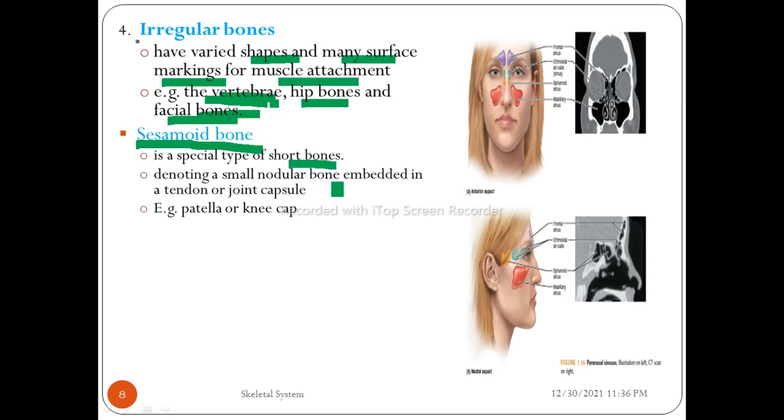Denoting a small nodular bone embedded in the tendon and joint capsule. An example is the patella, or kneecap, which is found between the tibia and the femur. So this is considered a sesamoid bone.